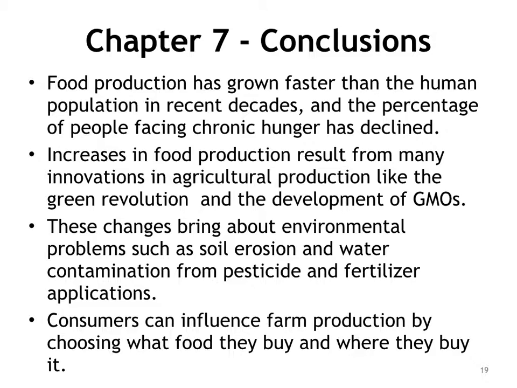So, in summing up our lectures on food and agriculture, we see that food production has grown faster than the human population in recent decades, and the percentage of people facing chronic hunger has declined. Increases in food production result from many innovations in agricultural production, like the Green Revolution and the development of GMOs. These changes bring about environmental problems, such as soil erosion and water contamination from pesticide and fertilizer applications. Consumers can influence farm production by choosing what food they buy and where they buy it.